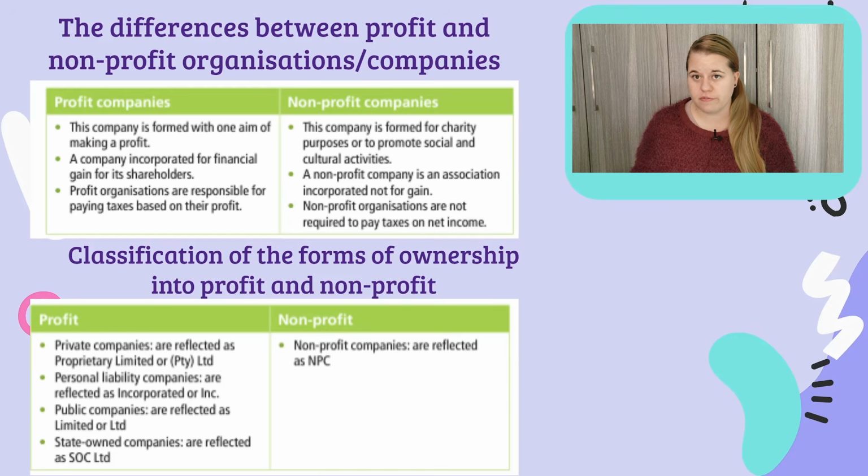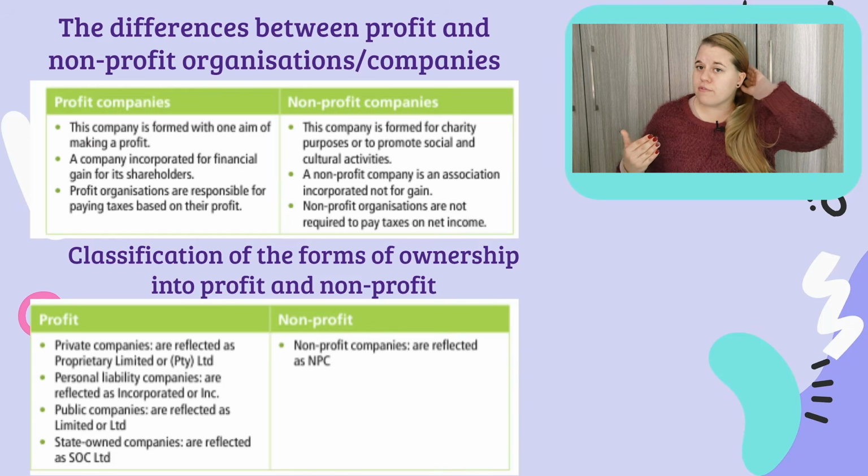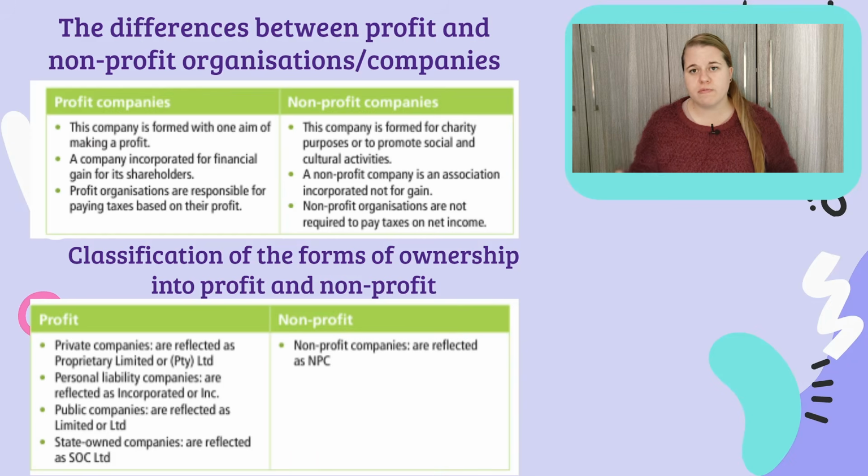Versus a non-profit company. This is formed for charity purposes or to promote social and cultural activities. A non-profit company is an association, incorporation, not for gain. So we're a profit company, we're looking for gain, we're looking to make a profit for our shareholders. Non-profit, we're not looking at that, we're more looking at upliftment of the community itself. Non-profit organizations are not required to pay tax on their net income.